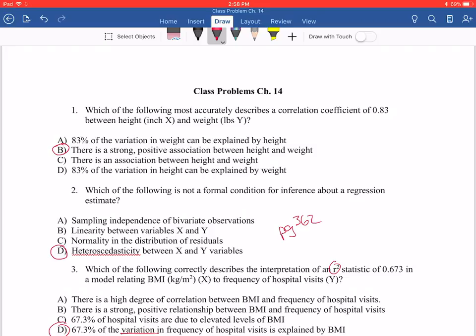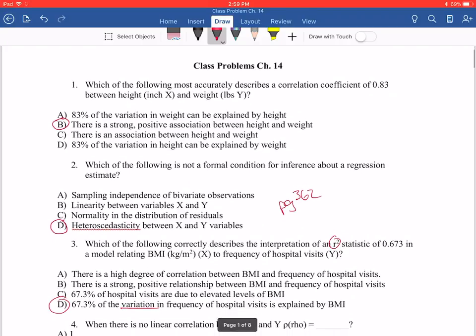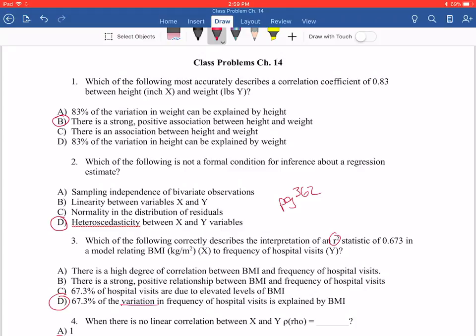Hello and welcome to class problem chapter 14. So these are the class problems for chapter 14 here. I have some of this stuff already kind of preloaded to cut down on the time of the video, but I'll still try to get as much information as I can to you.